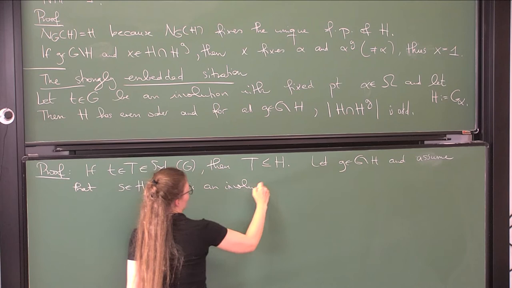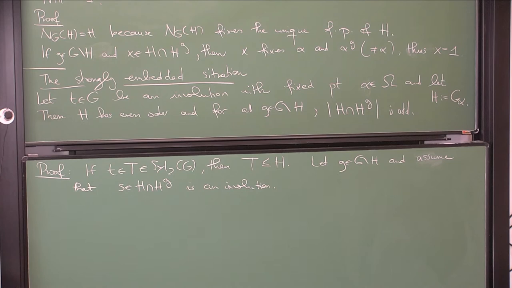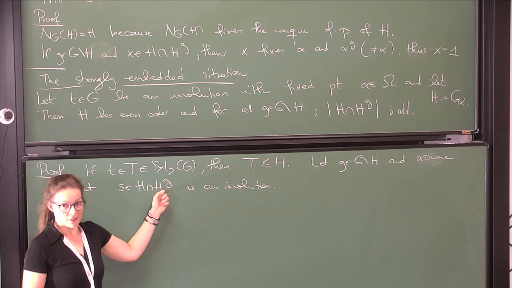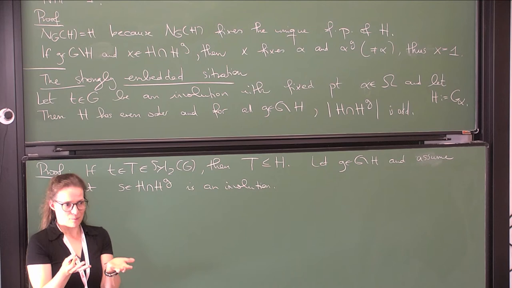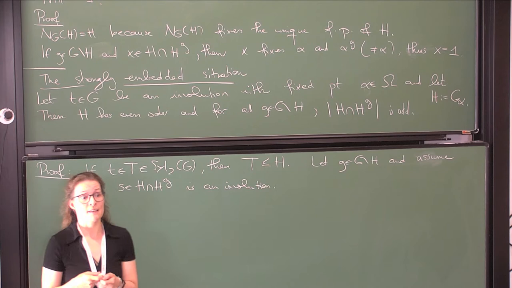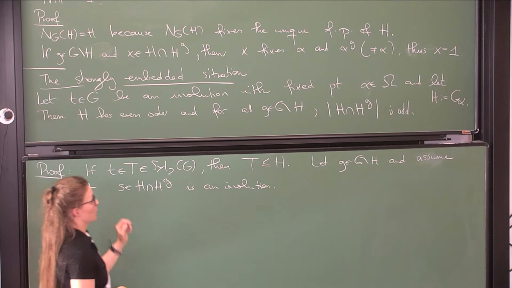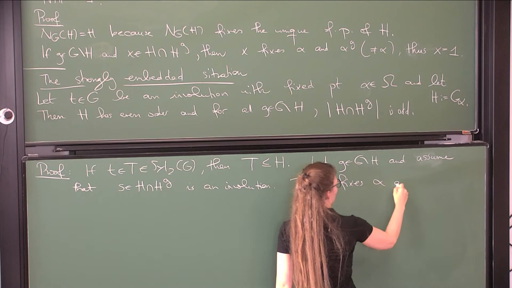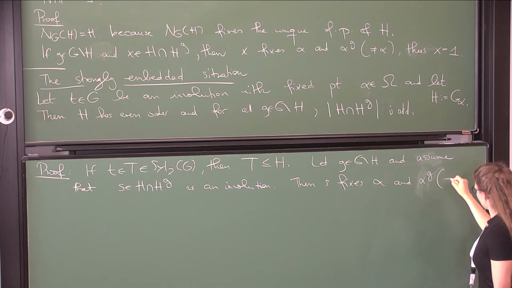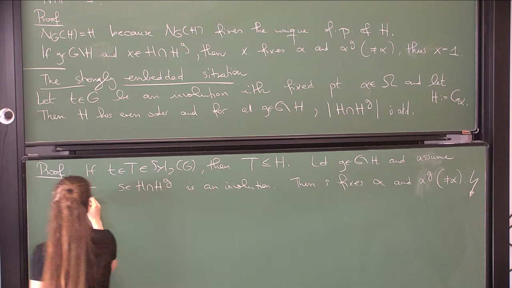Well, this involution has a unique fixed point, but what should it be? It's in H, so it's alpha. It's in H to the g, so it's alpha to the g. But g does not fix alpha, so again, they are distinct points, and they can't both be fixed by the same involution, because our hypothesis is that involutions fix exactly one. So again, similar to before, we see that this involution does not exist. Alpha to the g is not alpha, which is a contradiction. So this intersection really has odd order. Therefore.